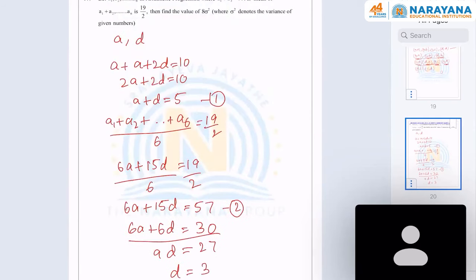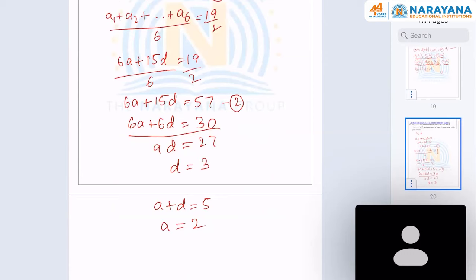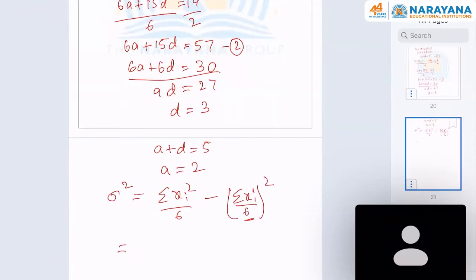Now I want to find the value of variance. Variance means sigma square, right? So the formula is sigma xi square by 6 minus sigma xi by 6 whole square. Total number of terms is 6, and sigma xi by 6 is nothing but the mean. So sigma xi square means I have to square those terms which are in AP and add them. So A square plus A plus D whole square.